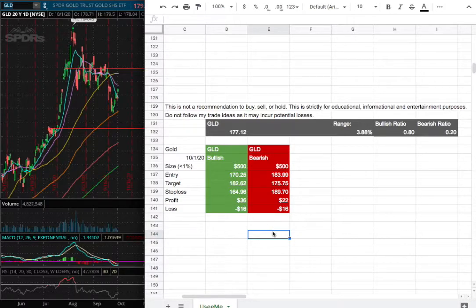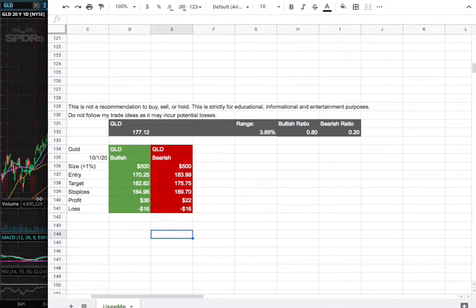$164.96. On the other hand, if I were to open a short position, my entry will be $183.99, which is this range right here, and that coincides with past resistance levels. And my sell target for it will be $175.75, and my stop loss will be $189.70. So whichever entry hits my prices first, that will be my position of the week.